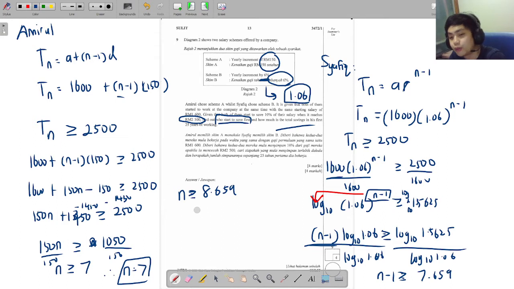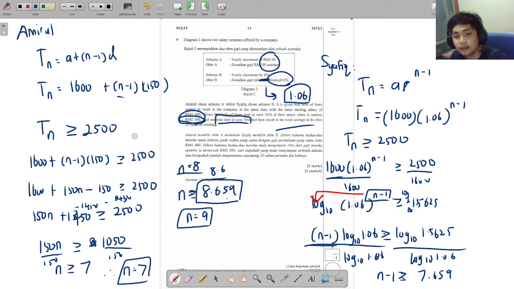In this case, since his money increases every year, it doesn't make sense for us to say that n is 8.6, because he gets his increment every year. So n equals 8, he doesn't have enough yet. N equals 8.6, he doesn't get the increment yet. So we have to take it as n equals 9 in this case, because at the 9th year he will have enough money to reach 2,500, right? So in this case, unfortunately, Shafiq loses.